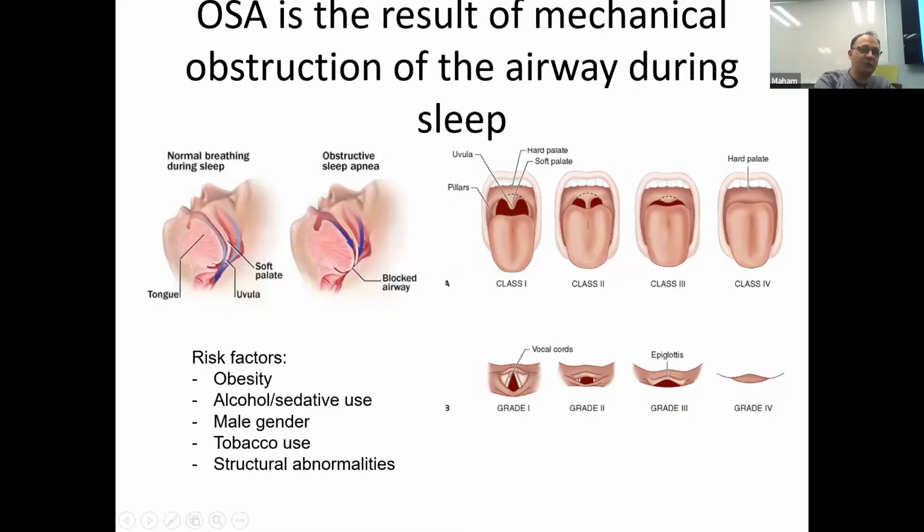I specifically don't talk about central sleep apnea in this lecture because it's really complicated and is not pertinent to restrictive lung disease. But keep in mind that that's on the differential and often co-occurs with obstructive sleep apnea.